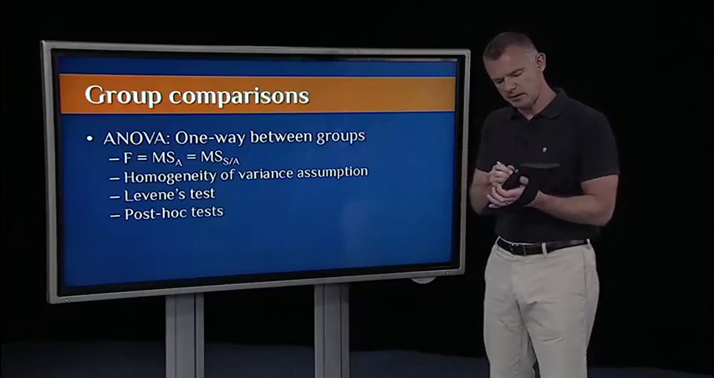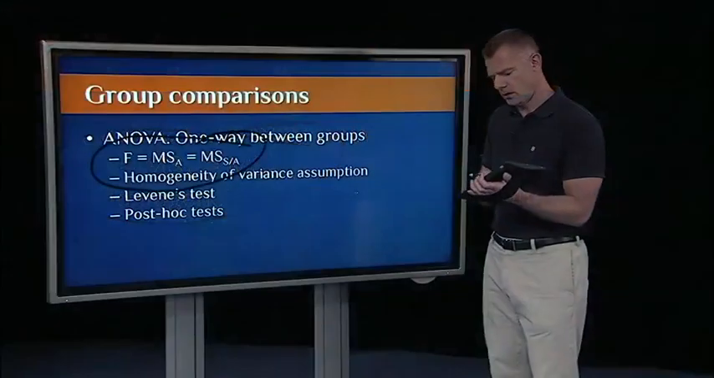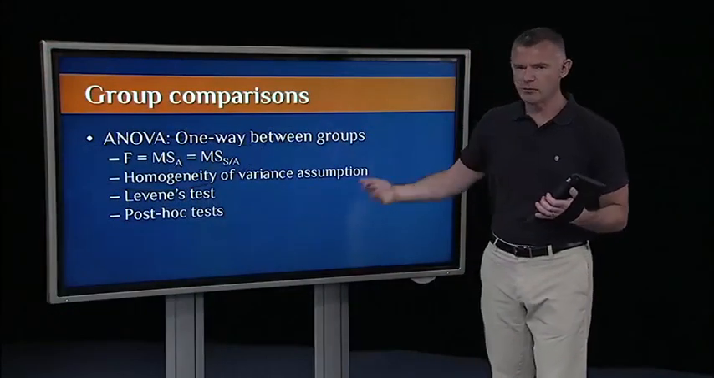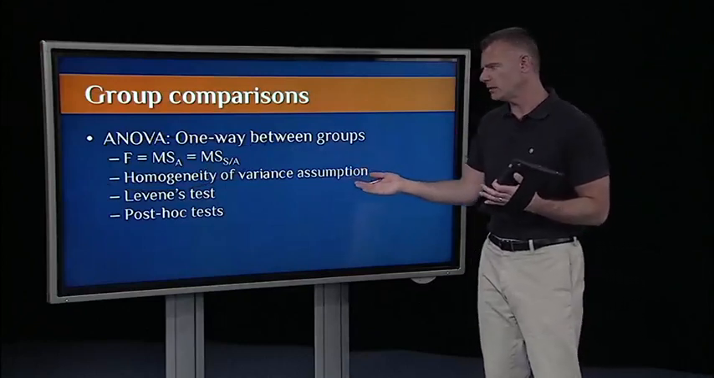And the key statistic there was the F ratio, or F test. That's just the mean squares, or variance, between groups over the mean squares, or variance, within groups. So S with an A was subjects within groups. Remember, we also had the homogeneity of variance assumption there. We tested it with Levene's test.